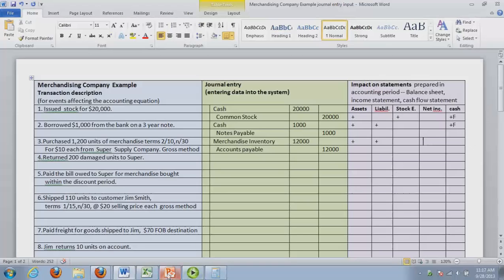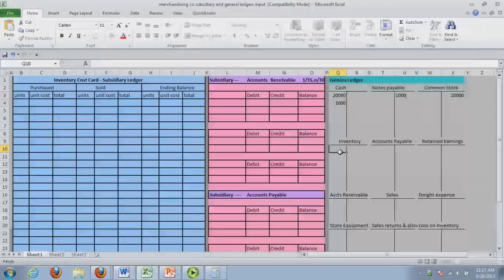Okay, here I need to spend a little more time with the subsidiaries. So let's see if we can do this. Let me do the general ledger first. So it's 12,000, and accounts payable is credited 12. And then over here we have 1,200 units, and we have a unit cost of 10 and $12,000. And then the ending balance is 1,200. At this point, it's not so bad, is it? And 12,000.